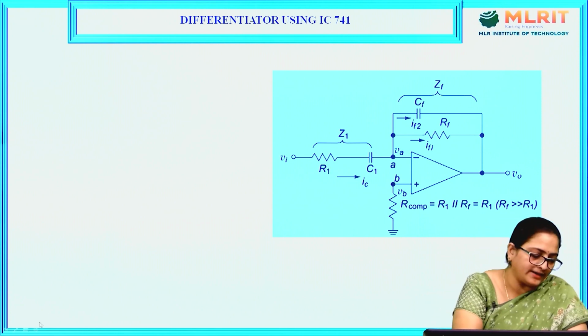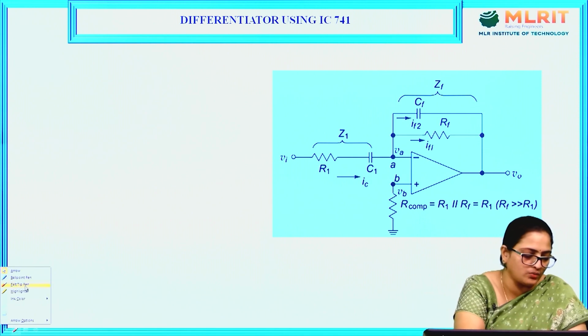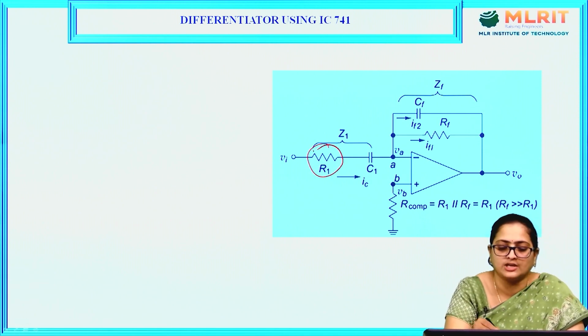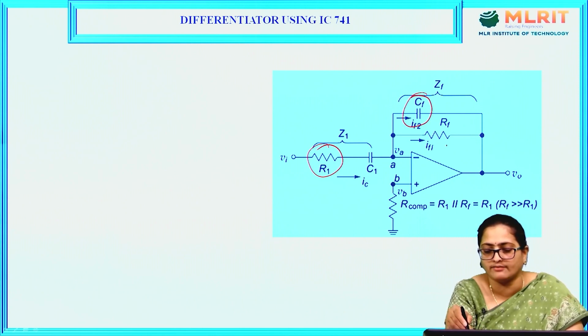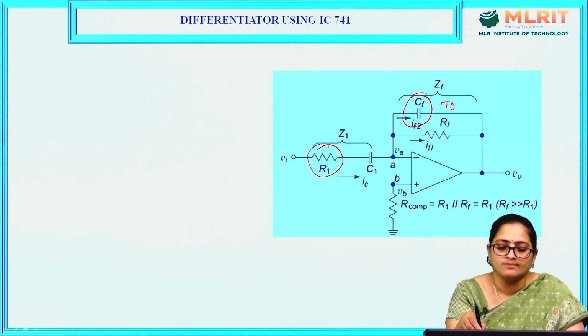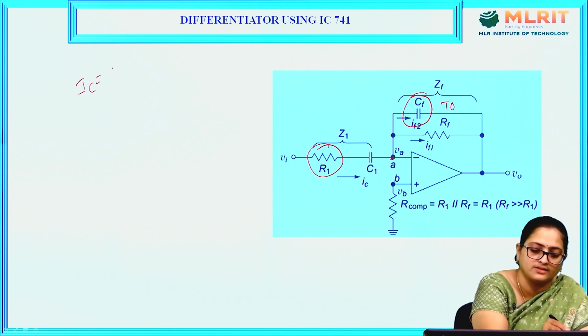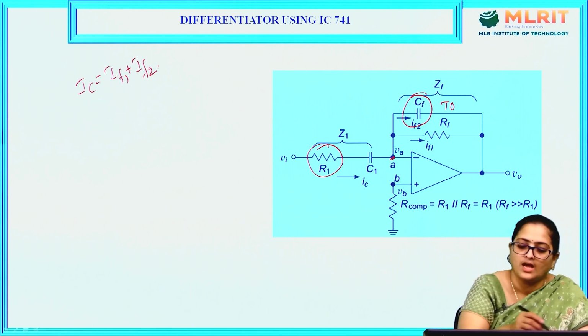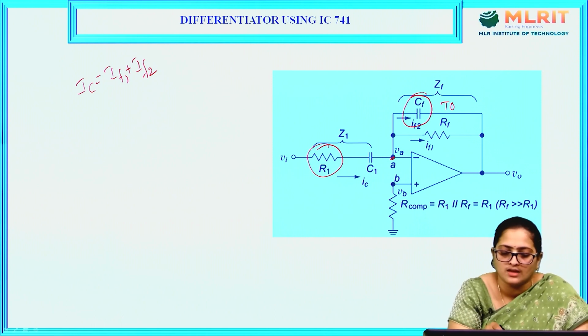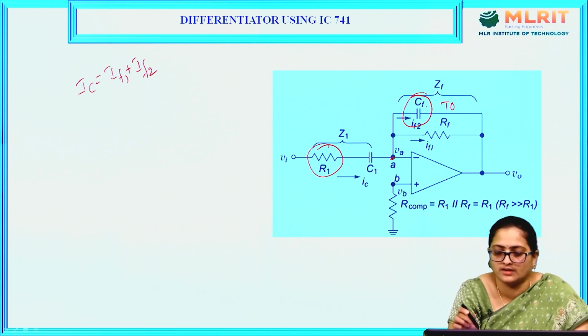R1 is added in series with the capacitor C1 to reduce the signal to noise ratio effect, and CF, the feedback capacitance, is added across RF to maintain the stability of the circuit. Here, by applying KCL at node A, you can write IC equals IF1 plus IF2. IC is the current through R1 in series with the capacitor C1, IF2 is the current across CF, and IF1 is the current across the feedback resistor RF.